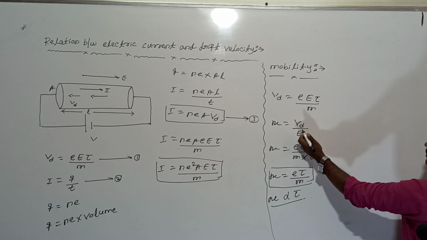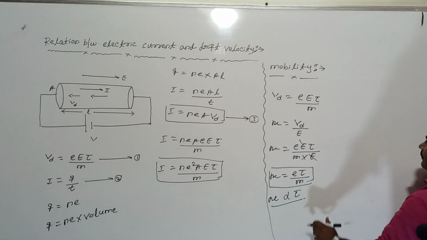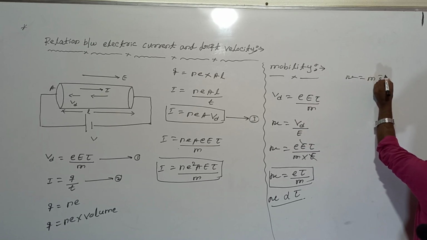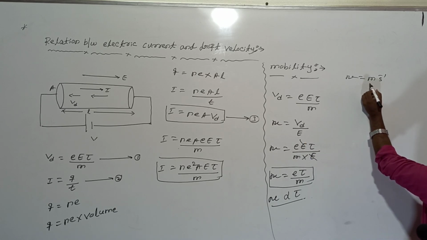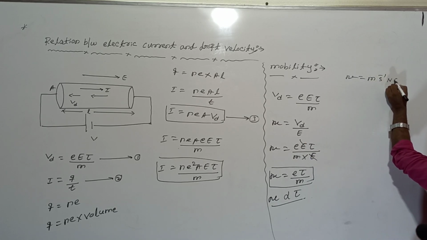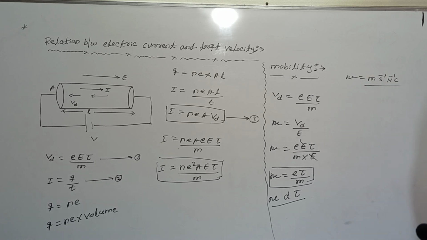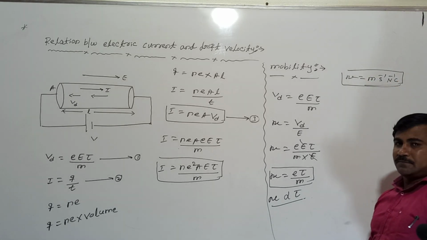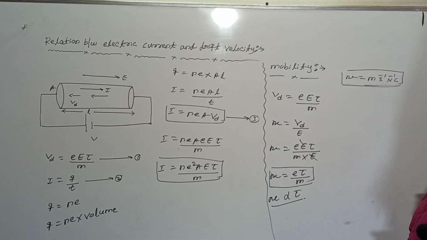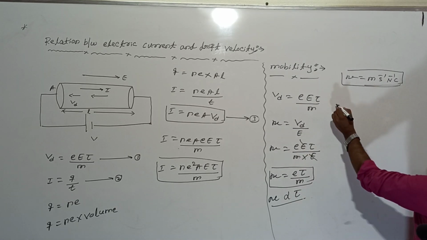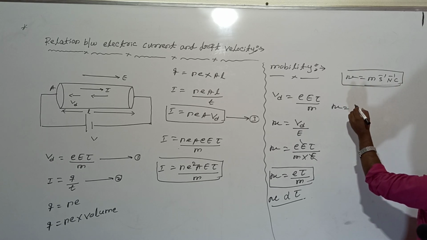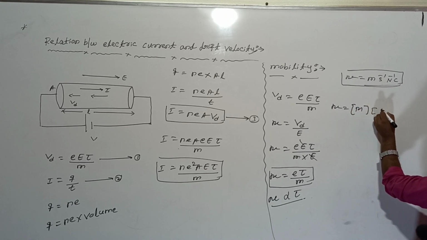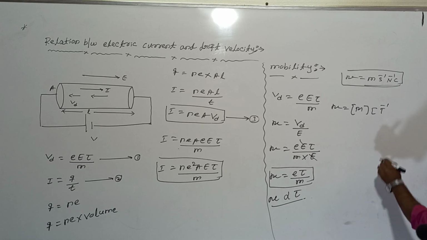Actually, mobility means drift velocity per unit electric field. What is the unit here? Velocity is meter per second. Electric field is Newton per coulomb. So the unit of mobility is meter per second per Newton per coulomb. Then from this you can write the dimensional formula. Using this you can write the dimensional formula for mu in terms of mass, second and coulomb.